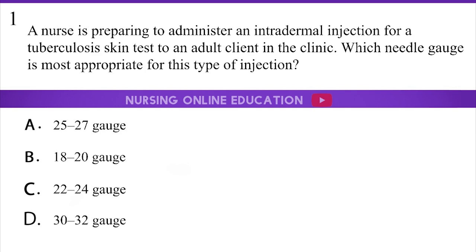1. A nurse is preparing to administer an intradermal injection for a tuberculosis skin test to an adult client in the clinic. Which needle gauge is most appropriate for this type of injection? A. 25 to 27 gauge. B. 18 to 20 gauge. C. 22 to 24 gauge. D. 30 to 32 gauge. The answer is option A, 25 to 27 gauge.